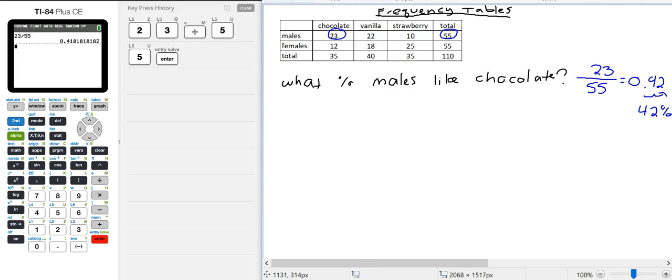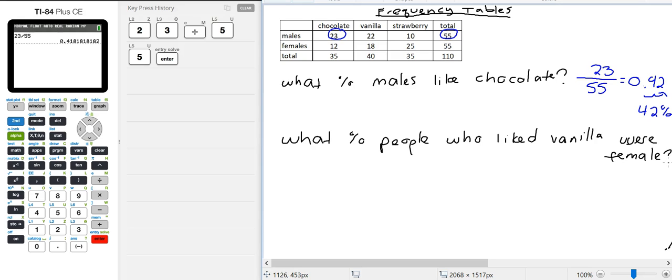Let's do what percent of people who liked vanilla were female. Now in the denominator, we're going to have the total number of people who liked vanilla. And in the numerator, we're going to have, of those people who liked vanilla, the number of those people who were female. So in the denominator, we have the total number of people who like vanilla. We're going to go to the total row, and then scroll over to vanilla. There were a total of 40 people who liked vanilla.